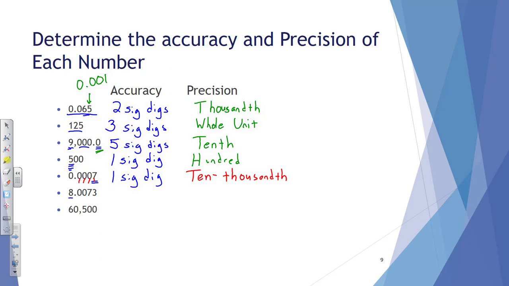8.0073, 8 is significant. The 7 and 3 are significant, therefore the zeros in between are as well. There are 5 sigdigs there. That one also has precision to the 4th decimal. It is also precise to the nearest 10,000th.